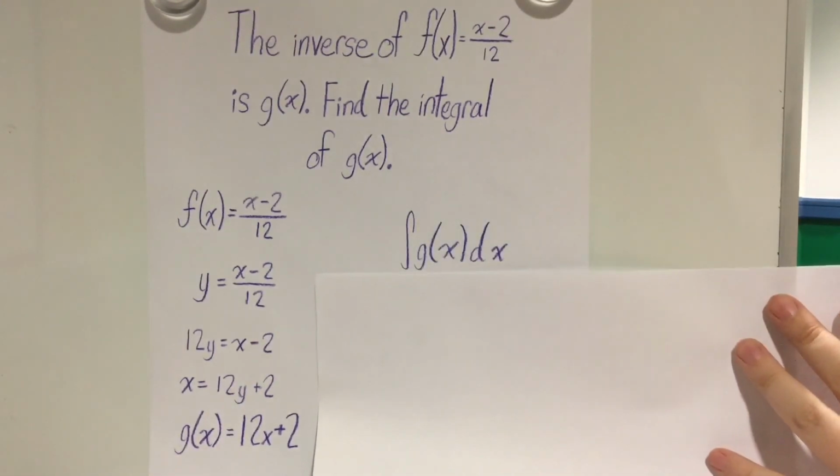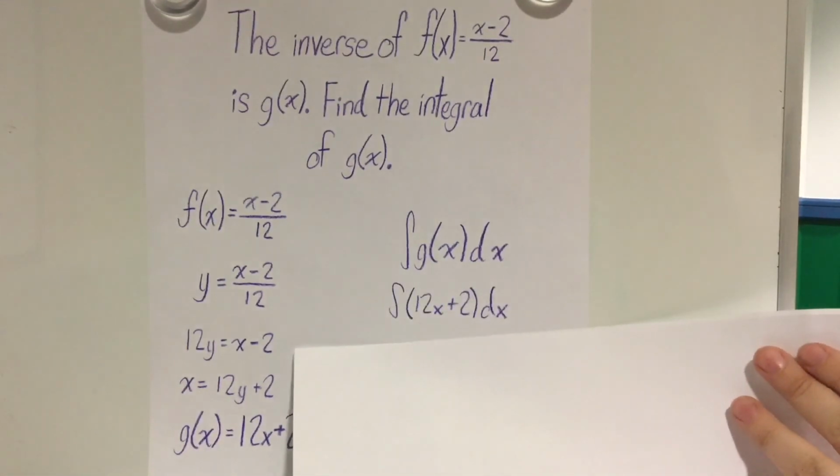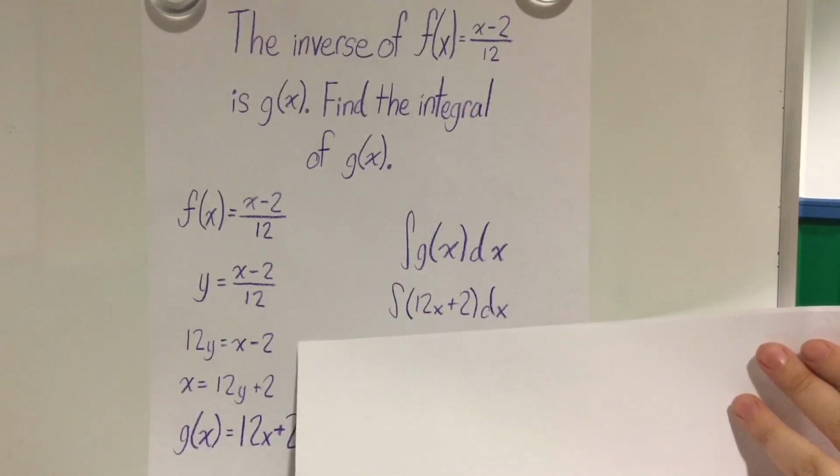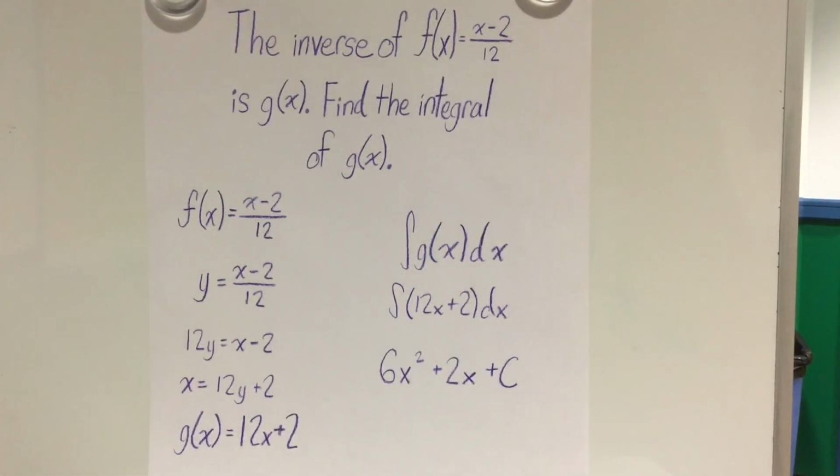Now we're going to find the integral of g of x dx. Plug in 12x plus 2 into the integral. Then simplify. 6x squared plus 2x plus c equals the integral of g of x dx.